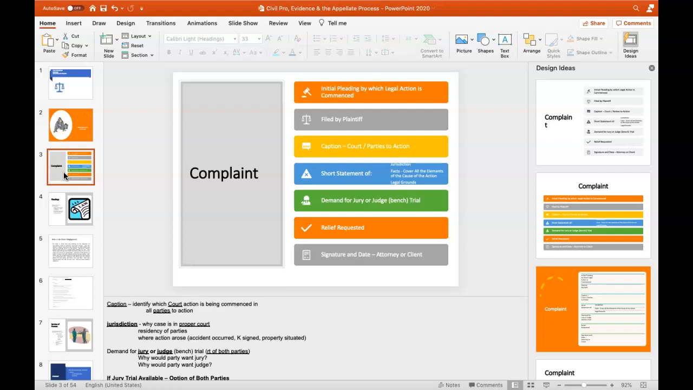The complaint must also state the relief requested or the damages. This could be either equity, which means specific performance, or legal damages, meaning money. A signature and a date must be on the complaint. The attorney or the client must sign it, not a paralegal.